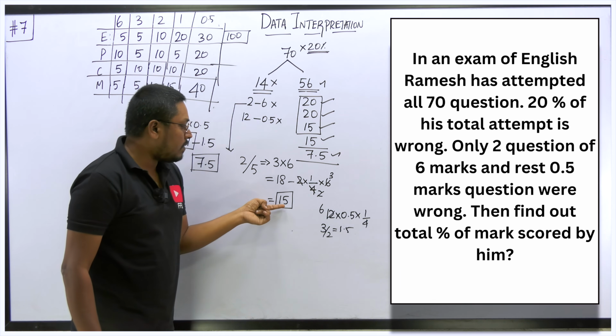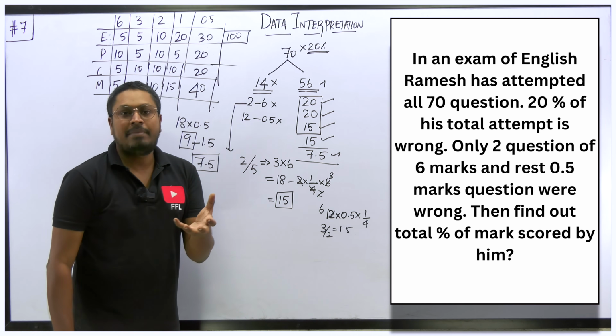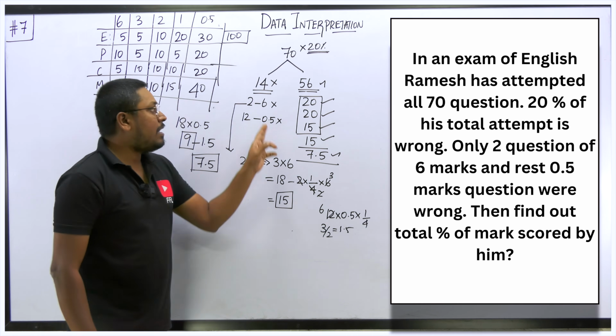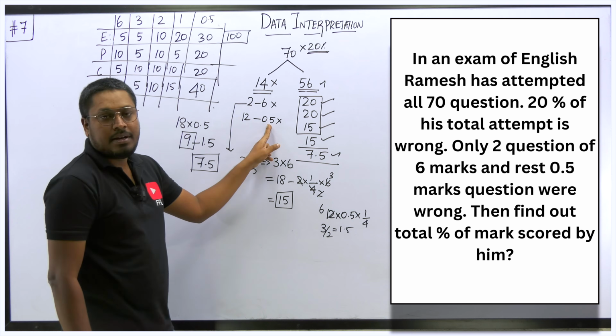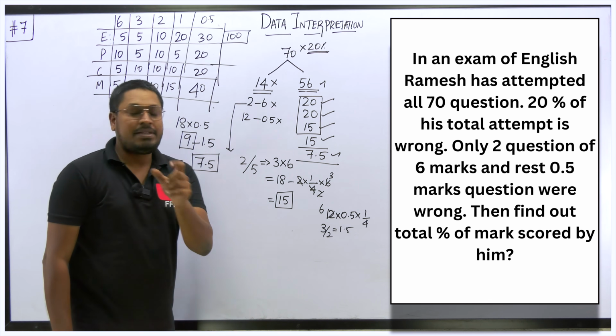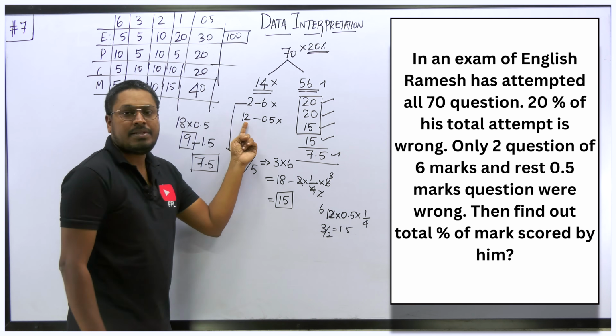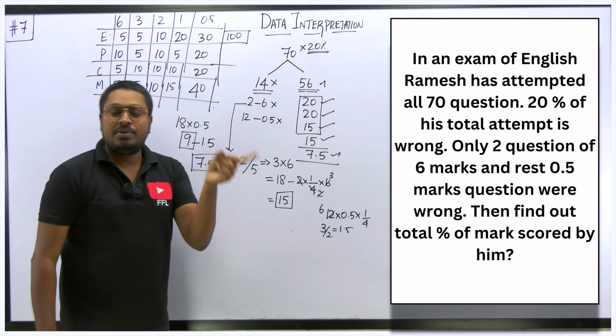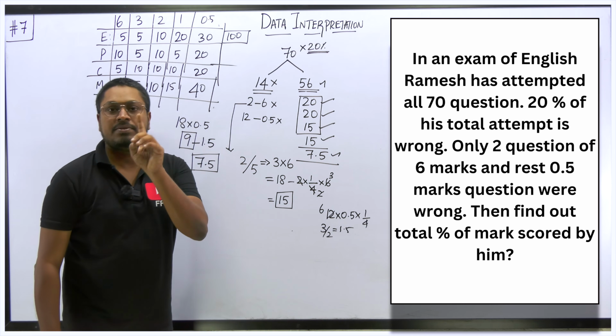So after deducting, the total marks that he scored on 6 mark questions will be 15. Similarly, we have to find for 0.5 mark. For 0.5 mark, how many questions are there? 30 questions. In those 30 questions, how many questions did he make a mistake? 12 questions. So the remaining 18 will be correct. So 18 questions at 0.5 marks will be 9 marks.